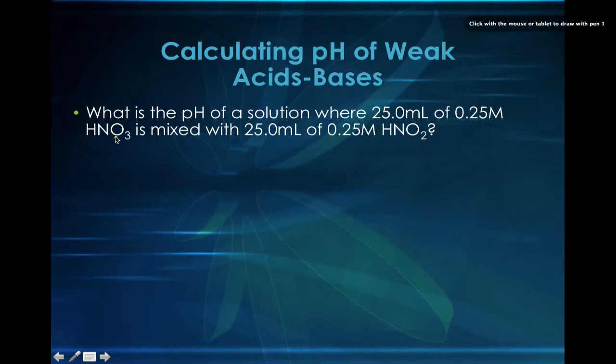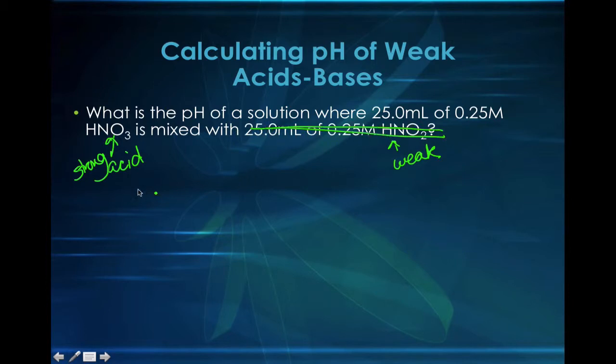Well, nitric acid is a strong acid. The nitrous acid over here is weak. So what that tells me, if I'm mixing a strong acid with a weak acid, the weak acid does not matter. The strong acid is going to be the only thing that's going to affect the pH. So this just becomes calculating the pH of a strong acid.